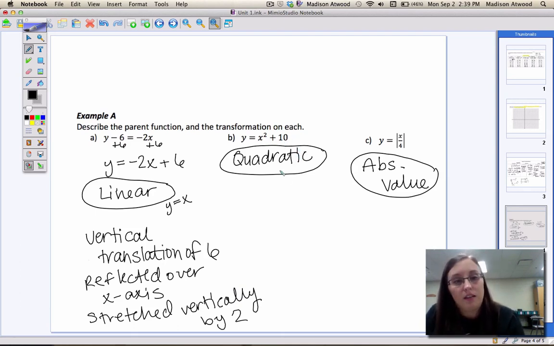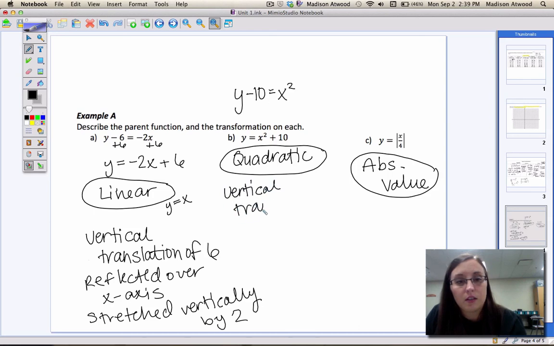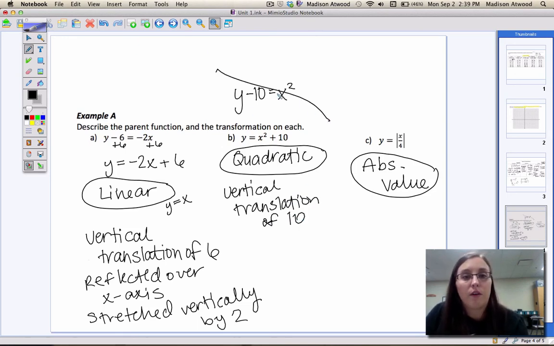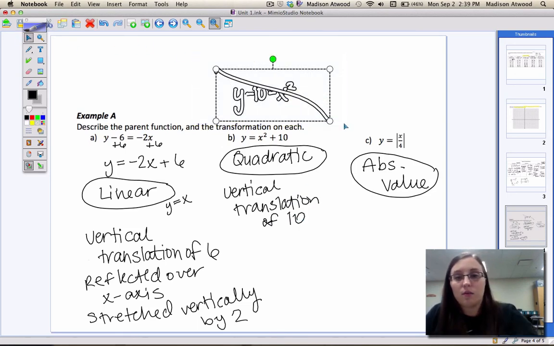Next example is much simpler, much simpler. We just have one thing to take care of, that plus 10. Reminder that this could be the same as y minus 10 equals x squared. So this is just a vertical translation of 10. And so you might be thinking, what would it look like if it was a horizontal translation?